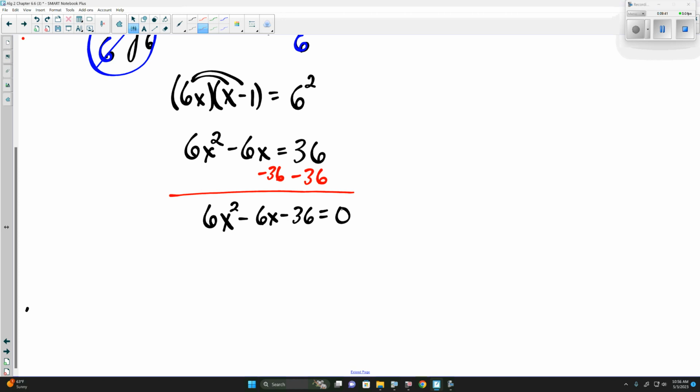Now at this point here, we can factor, we can graph, we can use the quadratic formula, we can use any of these methods. Now normally, if we do have a number in front of x squared, we'll have a fractional solution. But is there a greatest common factor between these three terms? 6. And if we factor that out, it would make the number in front of x squared go from 6 to 1, just x squared, so we won't have fractional solutions.